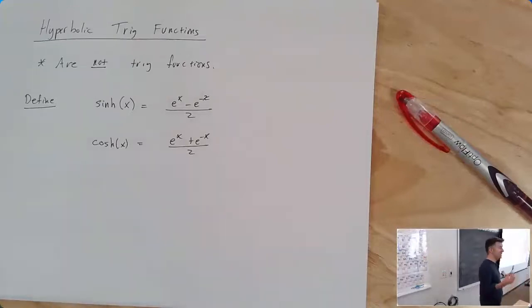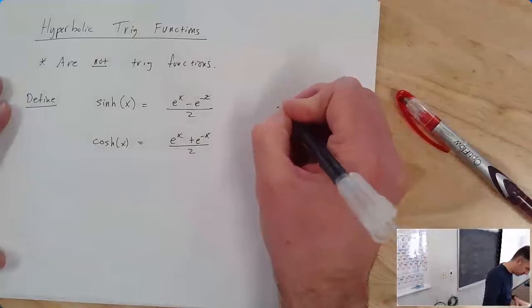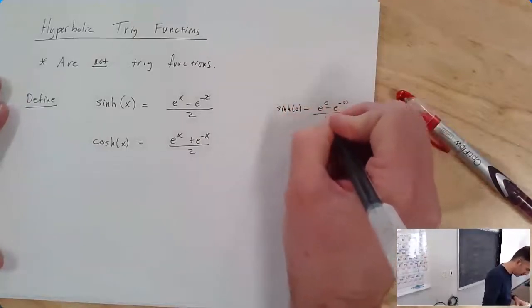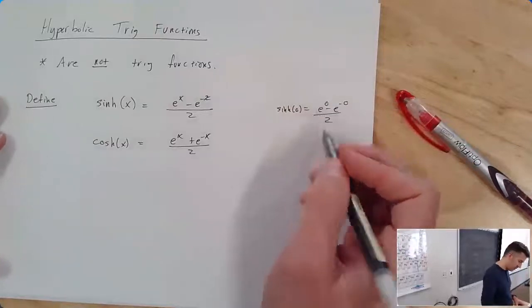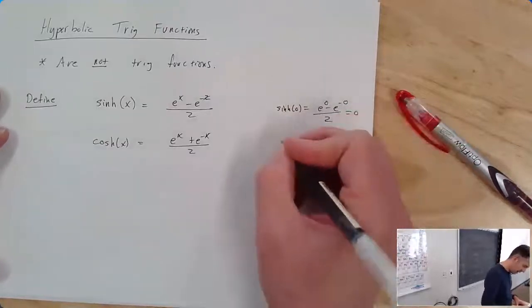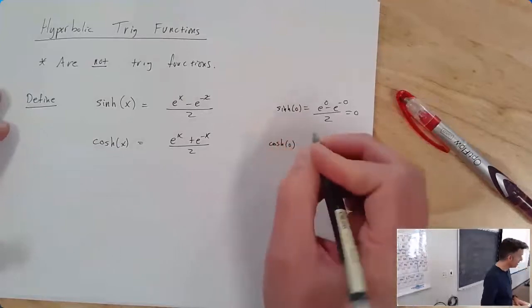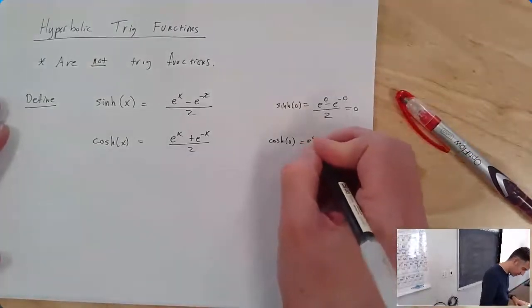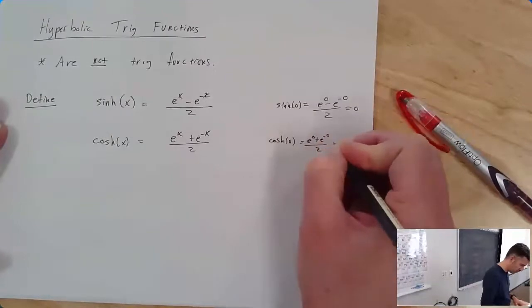Meaning, just like the sine function is an odd function, so is the hyperbolic sine function. Just like sine of 0 is equal to 0, hyperbolic sine of 0 is also equal to 0. In fact, let me show you. Hyperbolic sine of 0 is equal to e to the 0 minus e to the negative 0 all over 2, which is, let's see, 1 minus 1. Oh yeah, that's 0. And hyperbolic cosine of 0, just like regular cosine of 0 is equal to 1, is also equal to 1. It's e to the 0 plus e to the negative 0 over 2, which is 1 plus 1 over 2, which is 1.